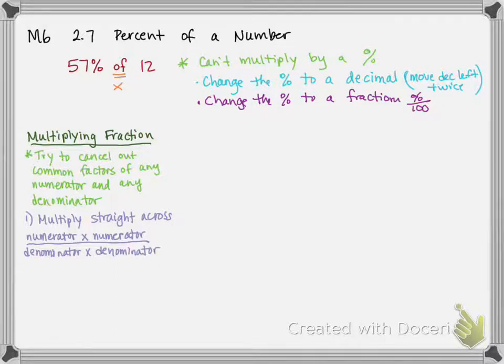Okay, so that's our step 1, and then step 2 would be simplify if possible. So again, look for any common factors you can divide out. Okay, and then we may end up having to multiply decimals again. So reviewing our 3 and 4 chapters.